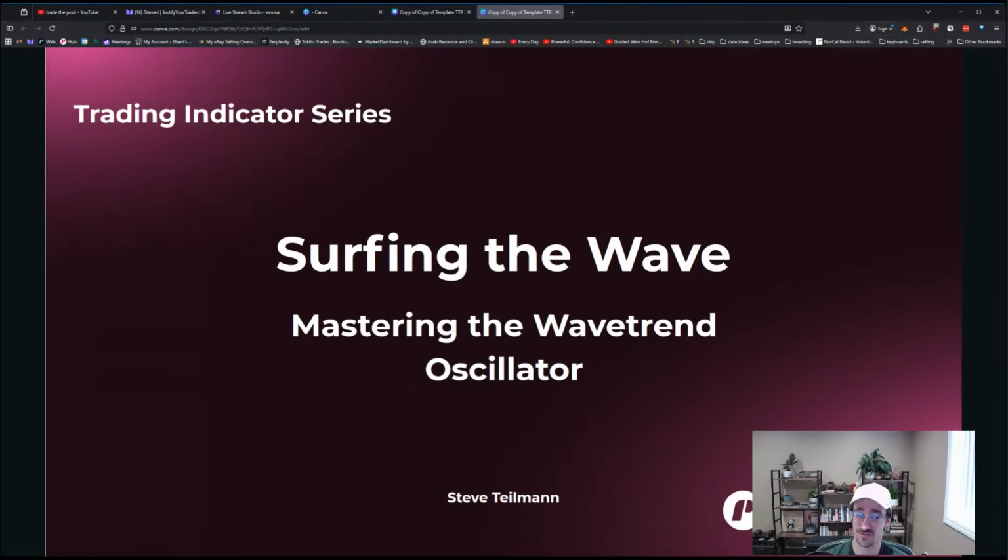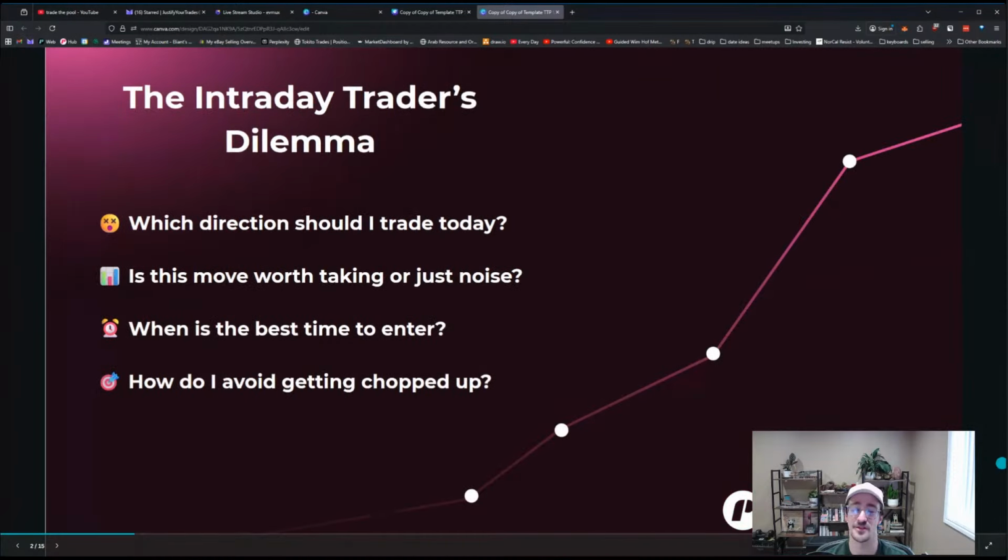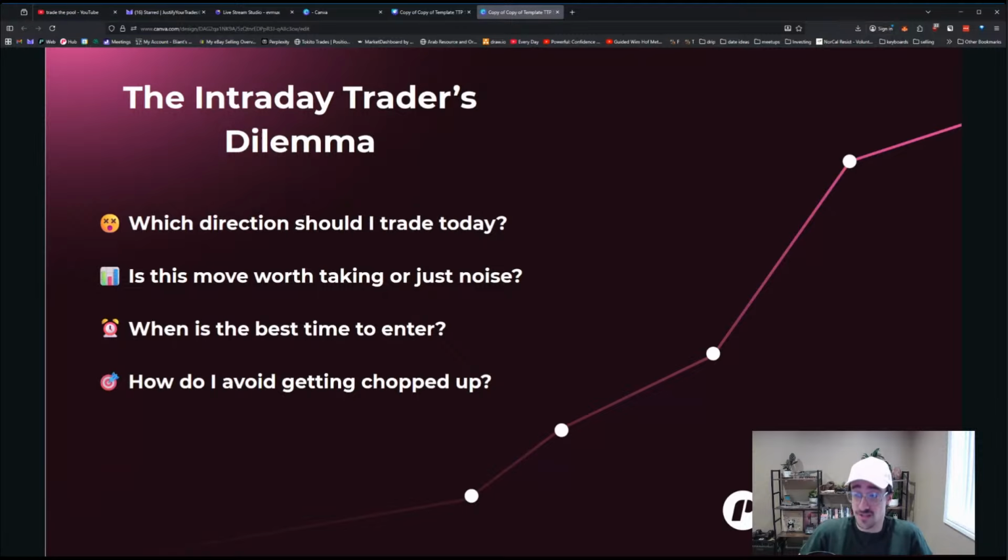But first off, let's talk about the intraday trader's dilemma. What is our job as an intraday trader? We got to decide on directionality. We got to have a bias. Otherwise, we're just guessing. We're just gambling. That's no good. Got to have a bias, and we got to know whether just because we think it might get a little red doesn't mean it's going to sustainably stick the move. So is this move even worth taking that we're predicting? Is it just noise? We have to identify that.